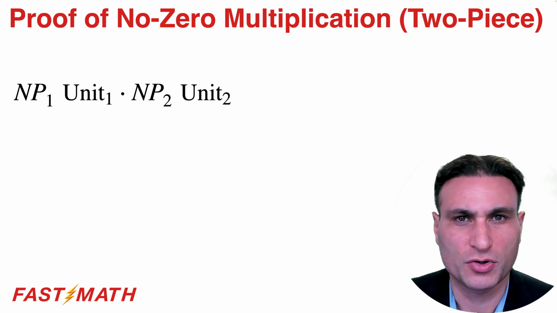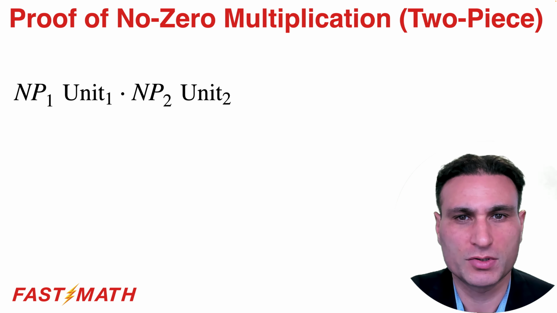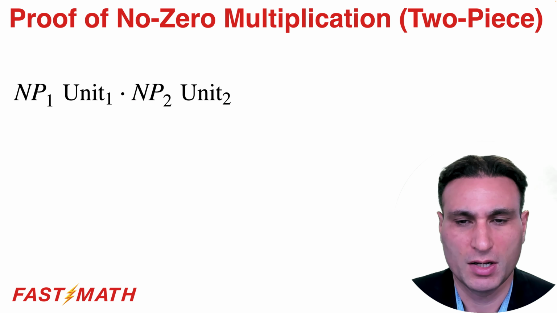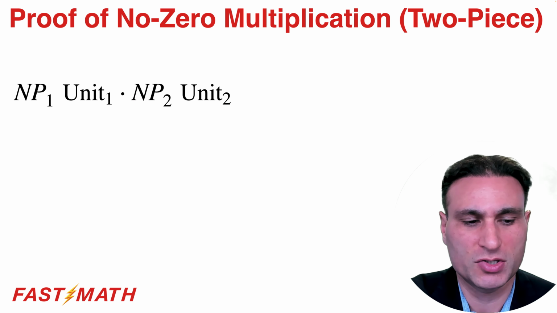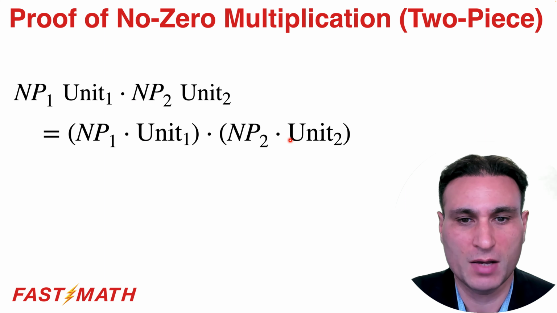Here's a proof of no-zero multiplication for arbitrary numbers. Let's say we are multiplying two numbers consisting of numerical portions and units of magnitude. NP1 is the numerical portion of the first number, unit 1 is the unit of magnitude of the first number, NP2 is the numerical portion of the second number, and unit 2 is the unit of magnitude of the second number. So we're multiplying these two numbers. Now remember, we have unwritten multiplication symbols. So these numbers are really NP1 times unit 1 and NP2 times unit 2.